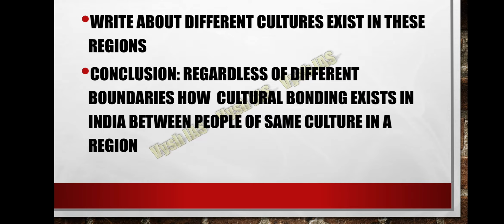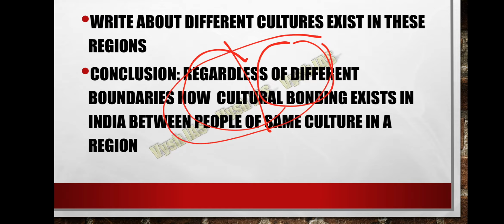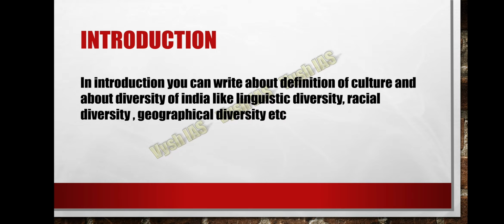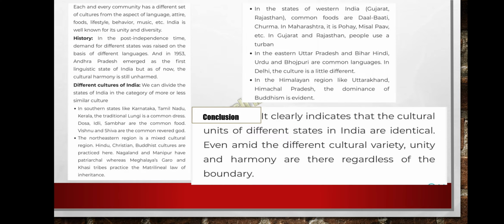In the conclusion, you can say that regardless of different boundaries, cultural bonding exists in India between people of the same culture in a region. Regardless of the boundaries between different states, they have a cultural bonding between them. So you can conclude in this way. This is the structure which you can write. This is one of the ways, and I'm not telling this is the only way that you can attempt this question. I'll give you the sample answer here.